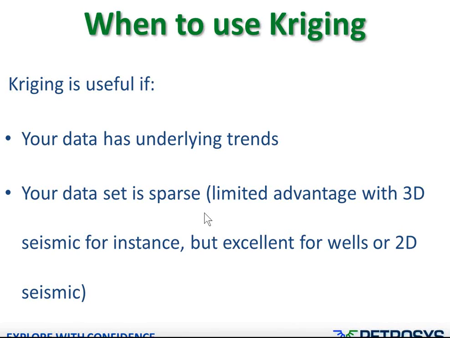So when should you consider using Kriging? Kriging is useful if your data has underlying trends, which most data does, but the main consideration is to look at how sparse your data set is. If you've got data, for instance, like 2A time coming from a 3D seismic survey, there's not a lot of point in bothering to use Kriging. Kriging is more user intensive, and it also can take longer for the gridding algorithm to run. But if you've got well data or 2D seismic data, for instance, then Kriging is really worthwhile considering, because it's that interpolation process that you're then going to be able to guide with your variogram modelling.